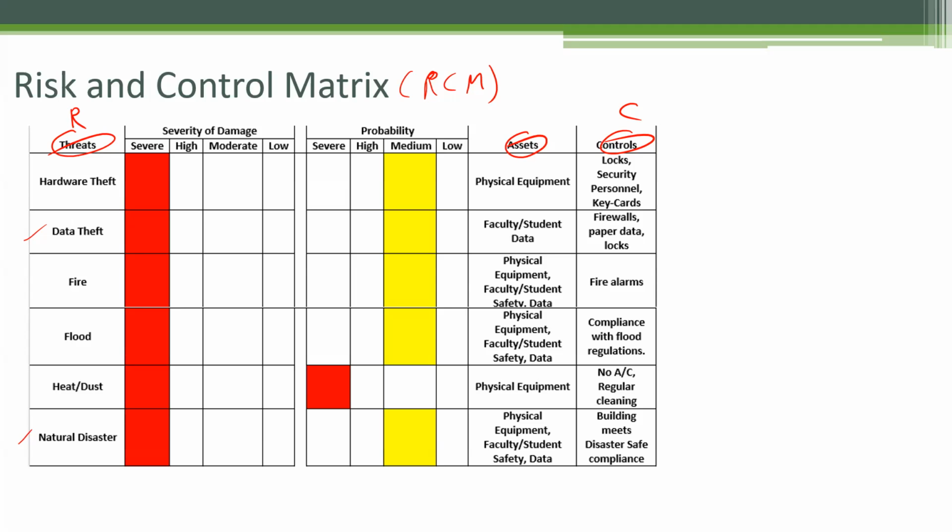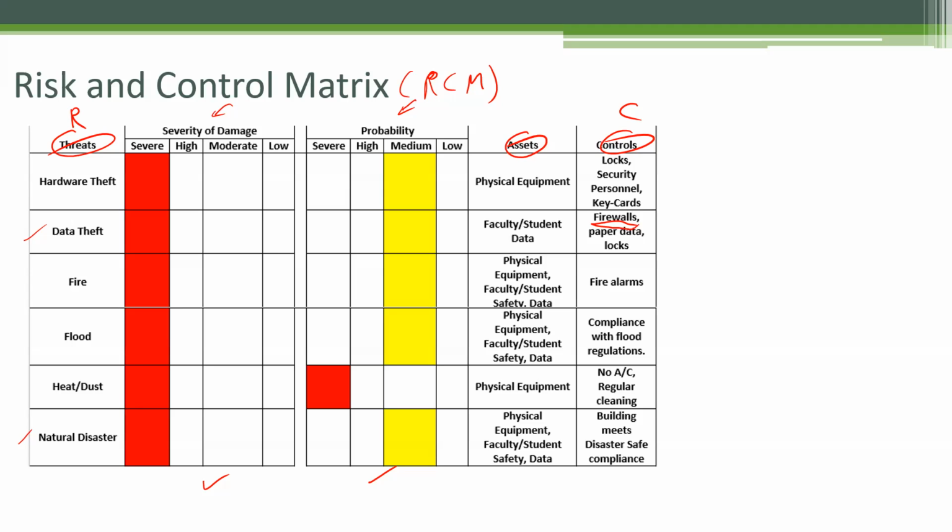Once you have the threats and the assets, you can also identify the controls associated with these: locks, firewalls, intrusion detection systems, device hardening, all those things that you're familiar with. And then comes in this part, which is very important. There are two elements: the severity of the damage, and the probability, the likelihood that the attack will occur.